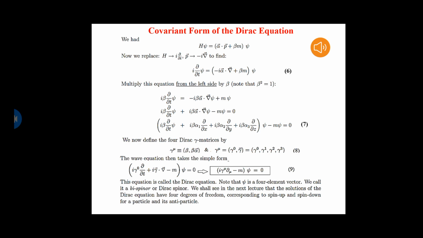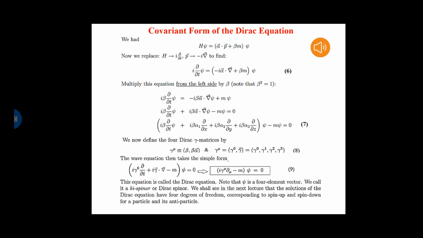Here i beta partial over partial t psi is equal to minus i beta alpha dot del psi plus m psi. So i beta partial over partial t psi plus i beta alpha dot del psi minus m psi is equal to 0. Here i beta partial over partial t psi plus i beta alpha 1 partial over partial x plus i beta alpha 2 partial over partial y plus i beta alpha 3 partial over partial z acting on psi, minus m psi, is equal to 0, marked as equation number 7.